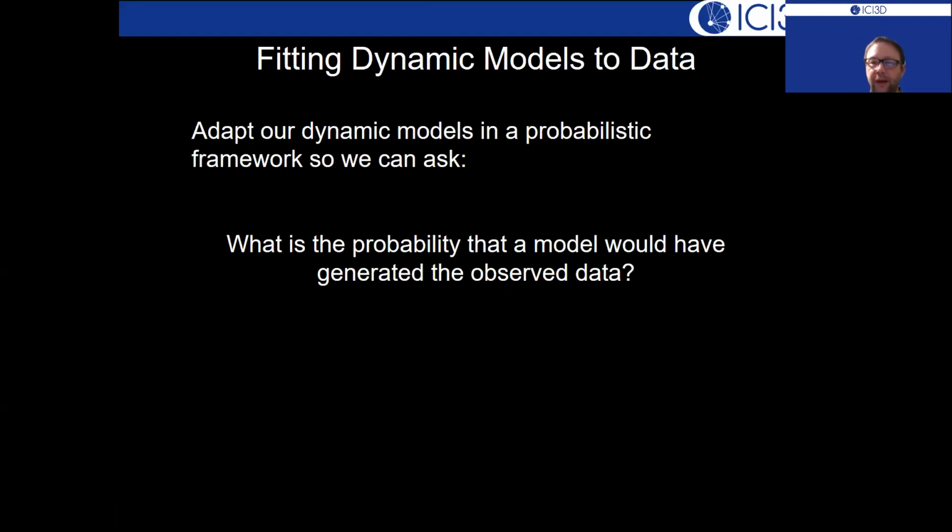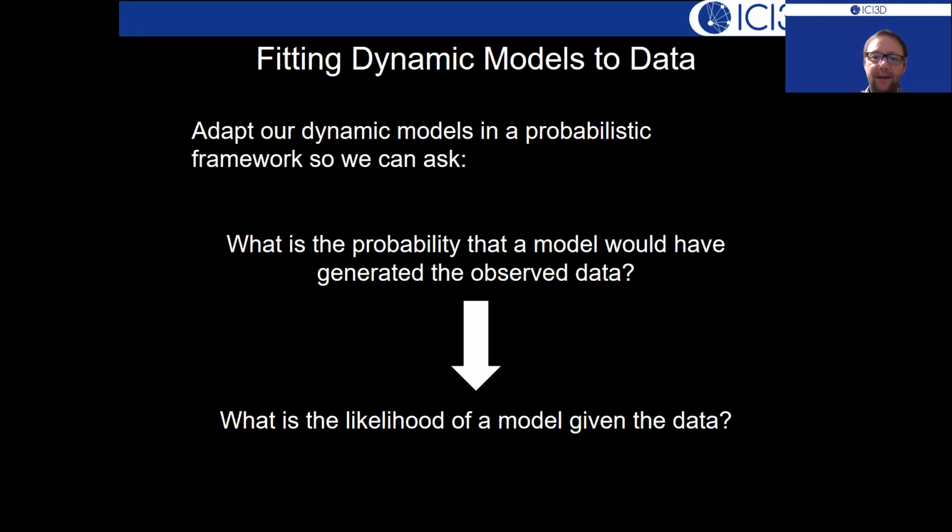And so when we get to the point where we want to fit dynamic models to data, one of the key things that we need to do is link it to probability, right? We want to be able to ask or answer this question: what is the probability that a model, for example, an SIR model, would have generated or could have generated the data that we actually observe? And so from that, what we're really asking is, what is the likelihood of a model given the data? When I say model here, I'm talking about a dynamic model, and the parameters that I'm talking about are the parameters that govern how things are working in that model. So things like beta, the transmission parameter, or gamma, the recovery parameter. What's the likelihood of those parameters?